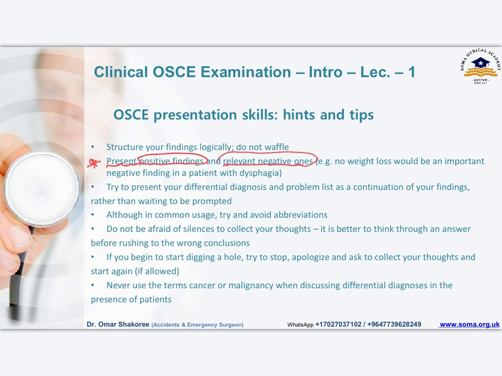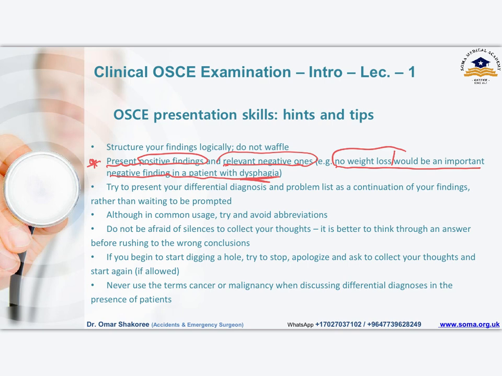For example, no weight loss would be an important negative finding in a patient with dysphagia. This is very important. If you have a patient with dysphagia, you have to mention whether this patient has weight loss or no weight loss. This is important because the patient has a GIT problem.